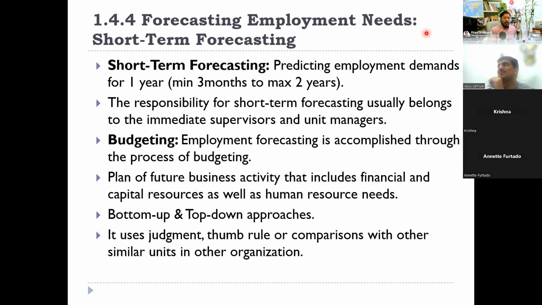Just 4 minutes. 4 minutes left. Only 4 minutes left.